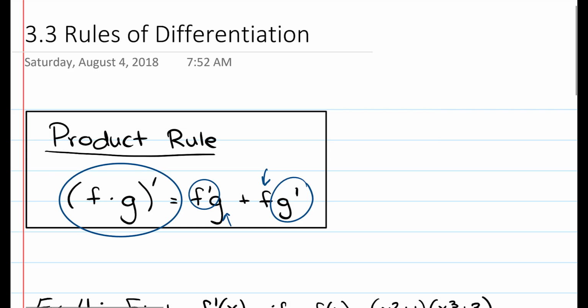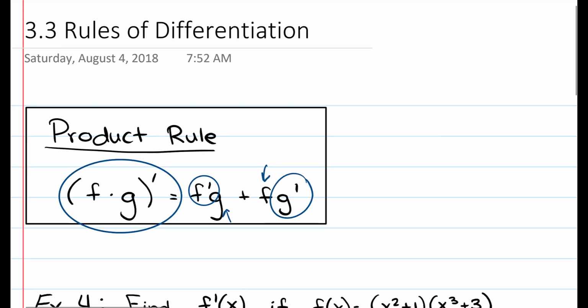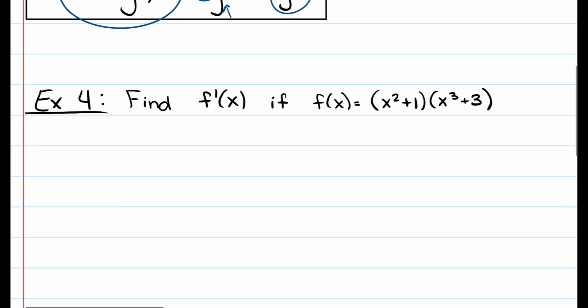That might sound very confusing, but it's actually not that hard to do, and I'm going to walk you through step by step how to do it in example 4. So the first thing to do is identify both of our functions. One function is right here, and I'm going to call that g of x. The other function is this one, and I'm going to call that h of x. So I've got one function f of x that's made up by multiplying two functions together.